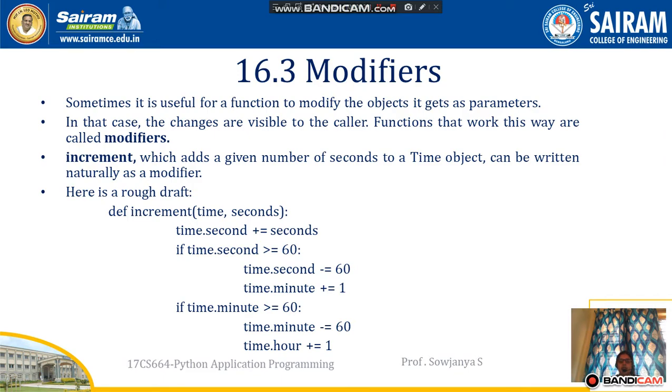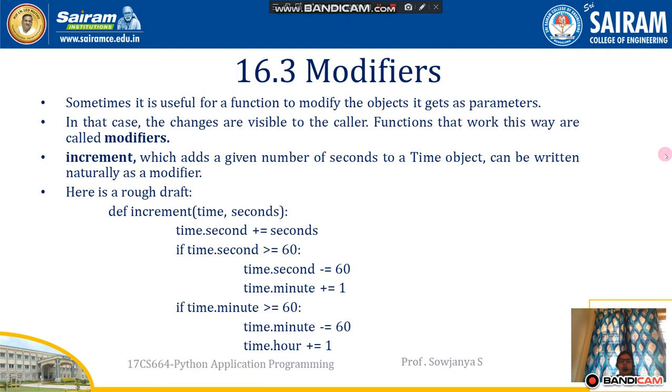Sometimes it will be very useful when you want to modify the objects in a function that it gets as parameters. In that case the changes are visible to the caller. That means the caller will know what changes you have made to the parameters. So functions that work this way are called modifiers.